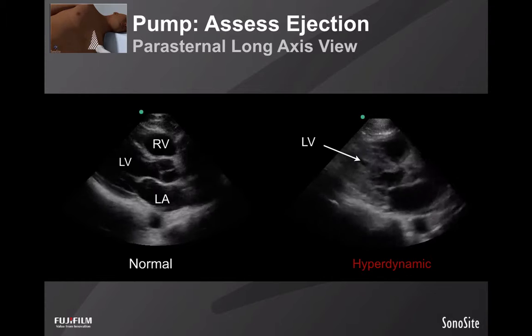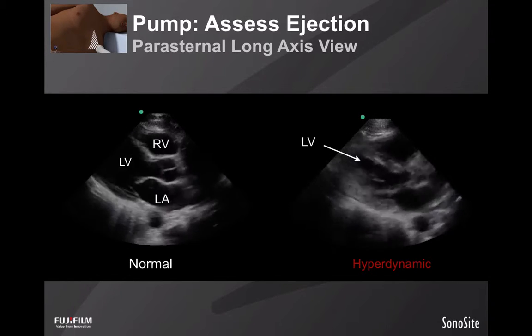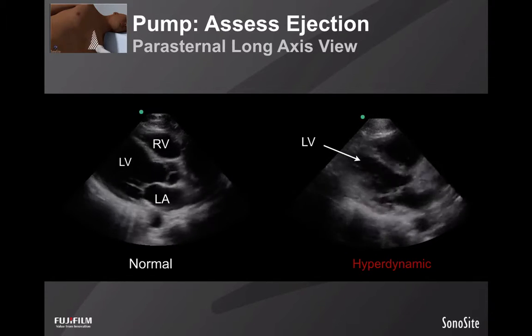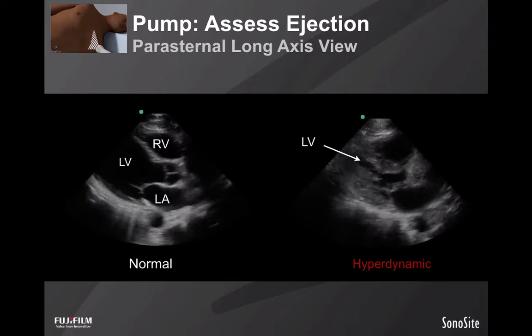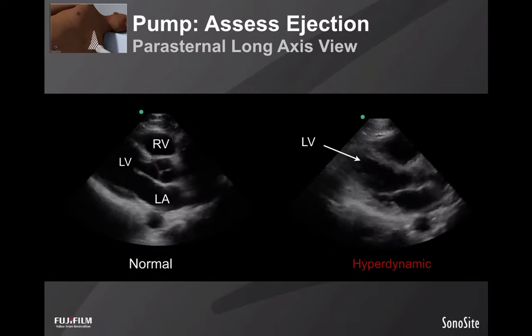Another category of cardiac contractility, known as hyperdynamic, demonstrates small, empty chambers and vigorous, hyperkinetic contractions that may obliterate the ventricle in systole. This is often seen in distributive shock or hypovolemic states.